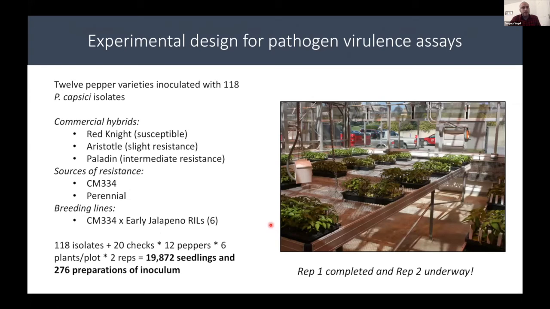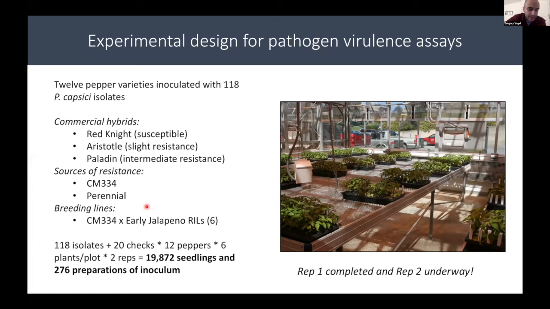So with these really promising GWAS results, we continued to begin to phenotype 118 of these isolates for their virulence on 12 pepper varieties. We chose a mixture of commercial hybrids: a susceptible hybrid, Red Knight, a slightly resistant hybrid, Aristotle, and an intermediately resistant hybrid, Paladin. We chose two different sources of resistance that have been used in breeding, including CM334, the serrano pepper that I mentioned earlier, and Perennial, which is a hot pepper collected in India.